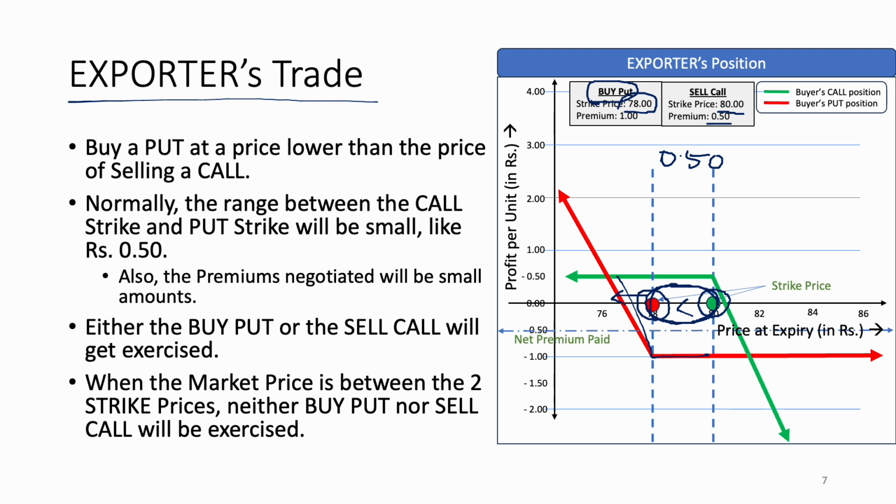Now, the exporter will gain from the option if the price of the currency falls, and he will lose from the option if the price of the currency rises. But if the price of the currency rises, the exporter is at an advantageous position, and if the price of the currency falls, he is protected by the option. And if the price of the currency is within this range, this is what he intends by setting up this whole risk reversal strategy.